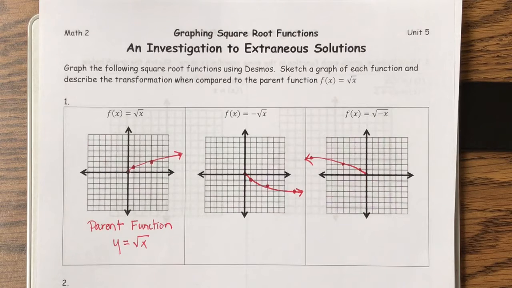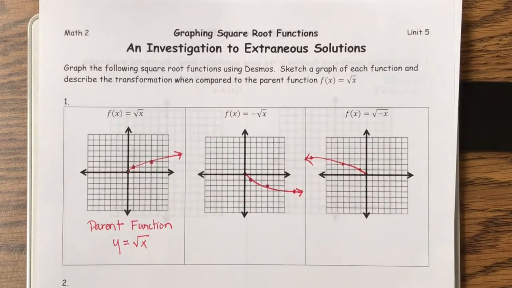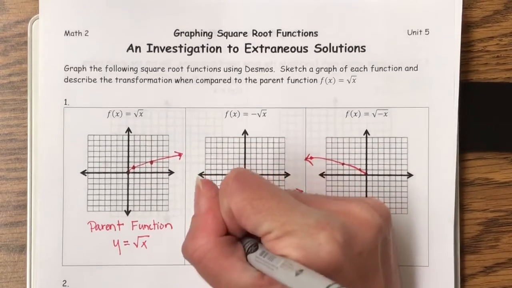So the first thing I wanted you to do was just to review what the square root function looks like and just some basic transformations. And that goes all the way back to Unit 1. So the first function is the parent function. And then notice what happened when we added the negative on the outside. So the negative caused the square root function to reflect over the x-axis.